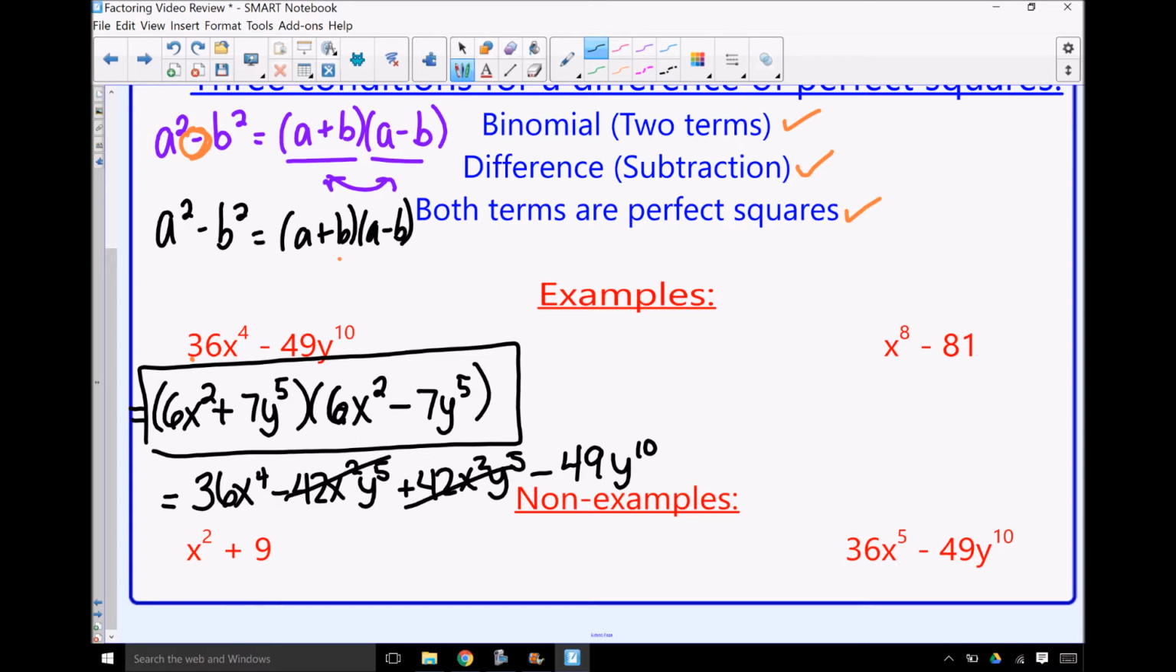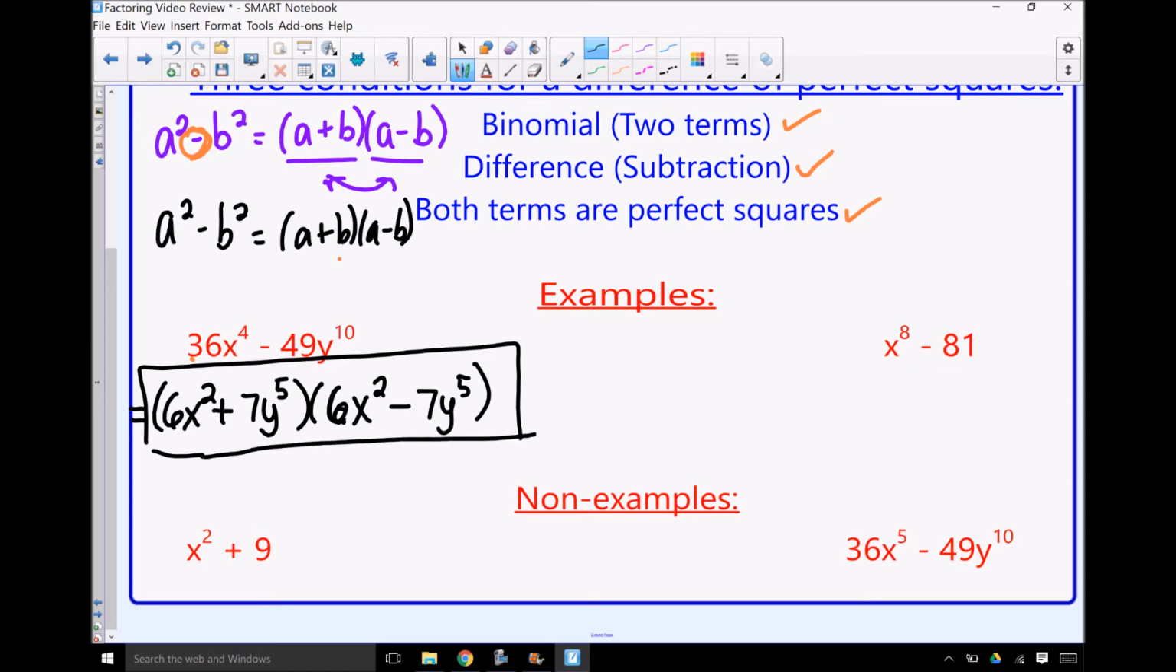These will always cancel each other out, so I know that it's the right answer. Again, don't circle this right here as your final answer. This is just a check to make sure that it was all correct, okay? This is our final answer. Okay, so let's do another check for this one right here.